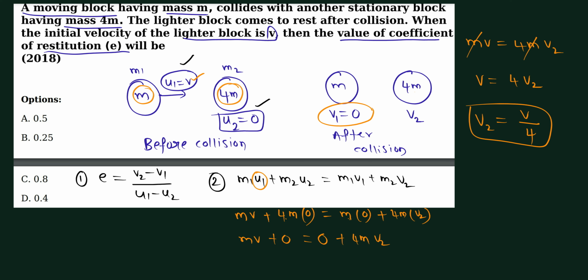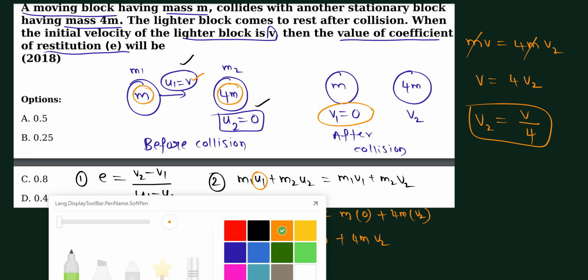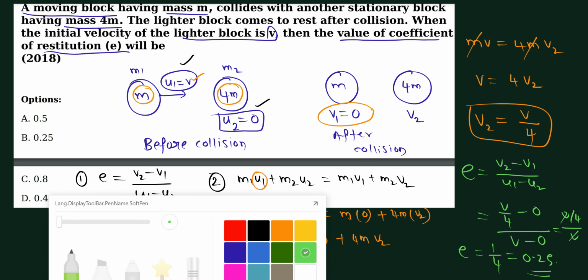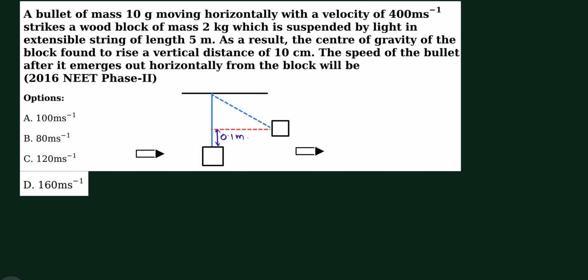Now find the coefficient of restitution. E equal to V2 minus V1 by U1 minus U2. The V2 we got is V by 4, V1 is 0, U1 is V and U2 is 0. Then we get V by 4 by V. V by V gets cancelled, the remaining is 1 by 4, which we can write as 0.25. Then what is the answer here? The matching one is option B. This question was given in NEET 2018.